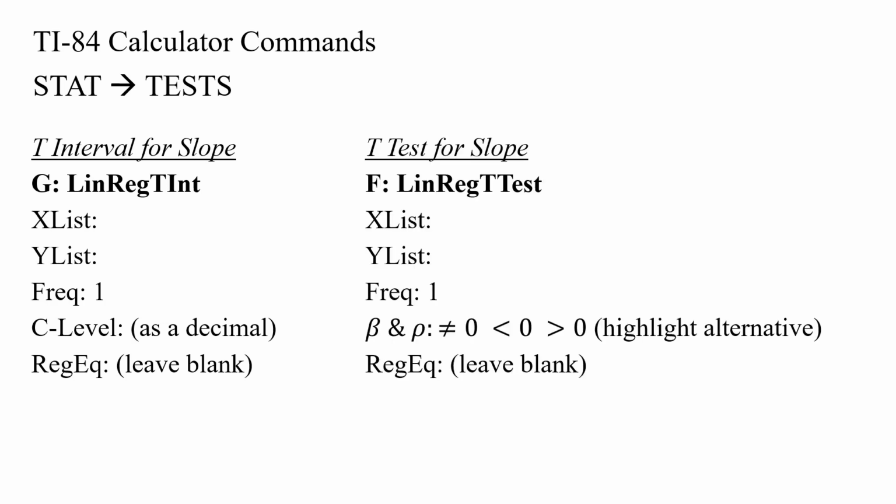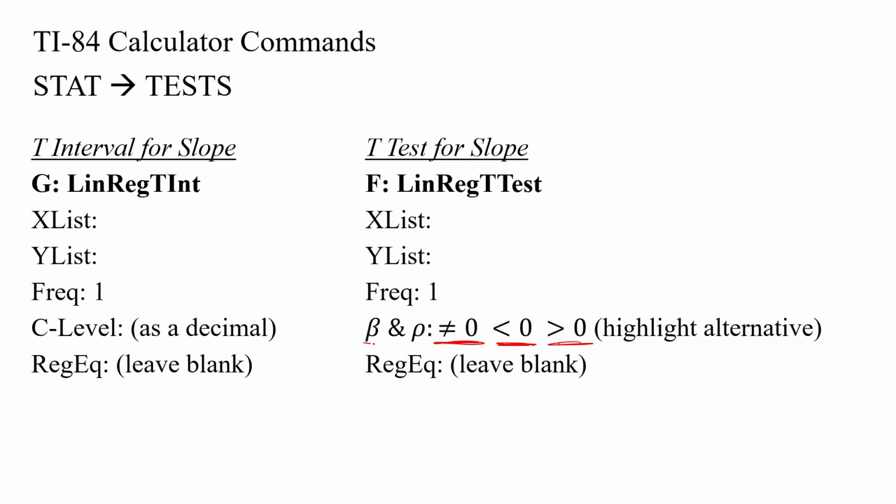The t-test for slope, again, asks for your x list and your y list. So it's only going to ask for data. You can only run these on your calculator when you have the raw data, okay? Enter it in your list. Your frequency is still going to be 1. Now, you highlight your alternative, whether it is not equal to 0, less than 0, or greater than 0. That's the only way your calculator can run a t-test. It does not run it for any other values of the slope.